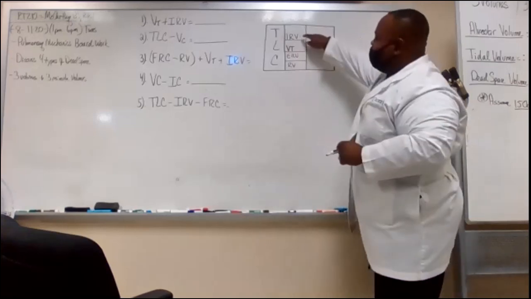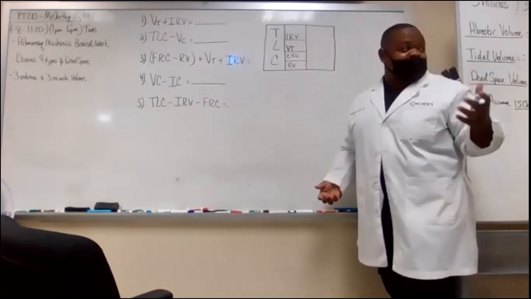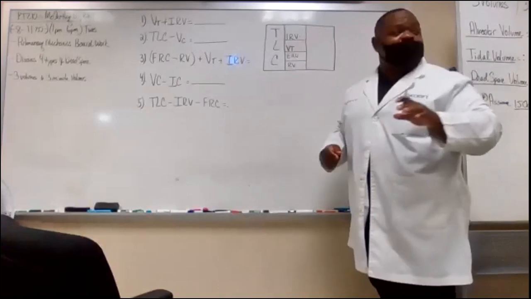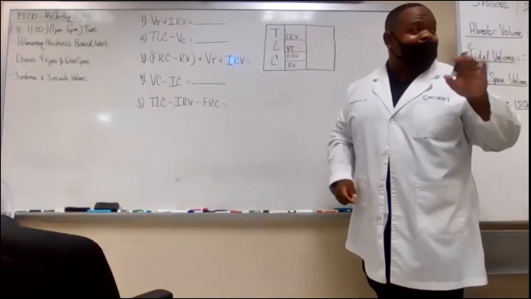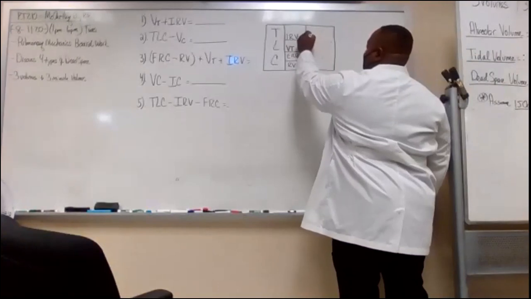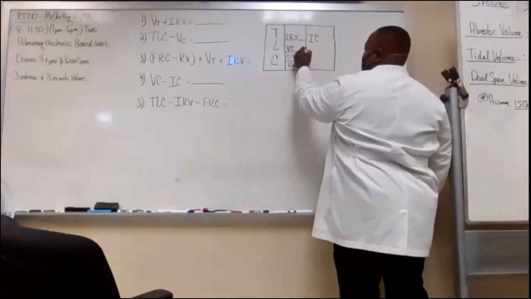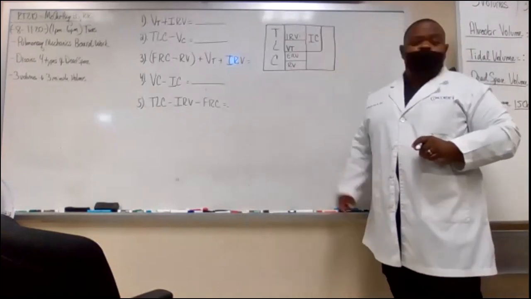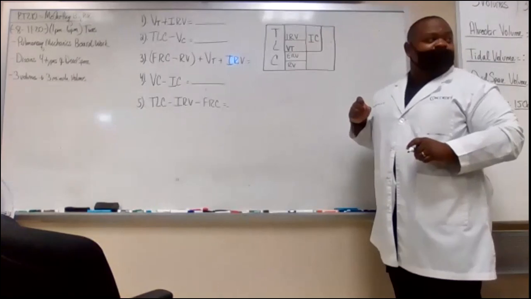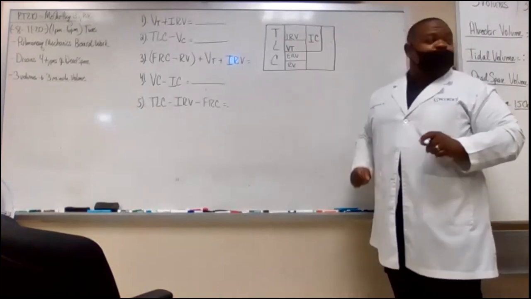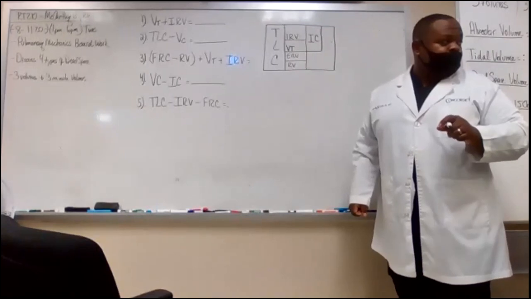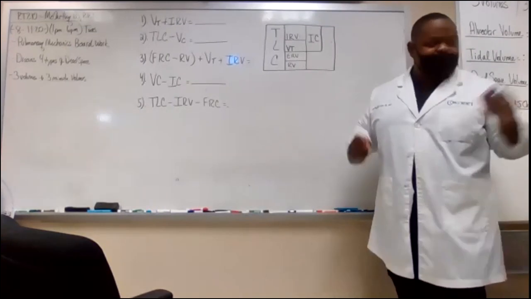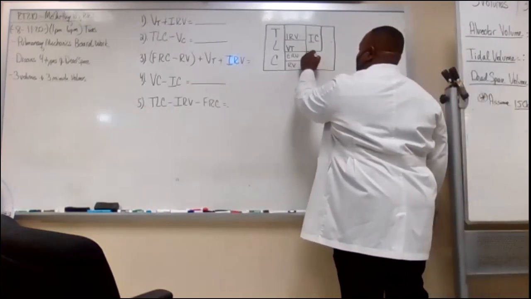Now, IRV plus VT is my vital capacity, right? I'm sorry. IRV plus VT is inspiratory capacity, IC, right? So I'll go ahead and put IC right here. IRV plus VT is IC. ERV plus RV is what? ERV plus RV is FRC.